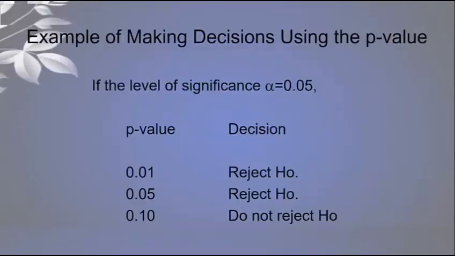Example of making decision using the p-value. If the level of significance alpha is 0.05 and the p-value is 0.01, reject the null. That is the decision. If the p-value is 0.05, again, the decision is to reject the null. But if the p-value is 0.10, which is now larger than 0.05, then we will not reject the null.